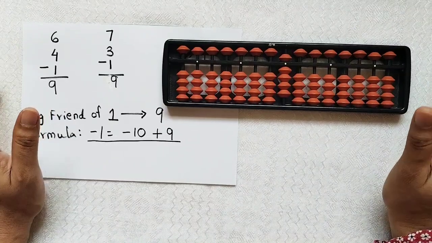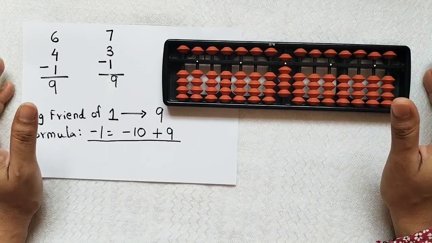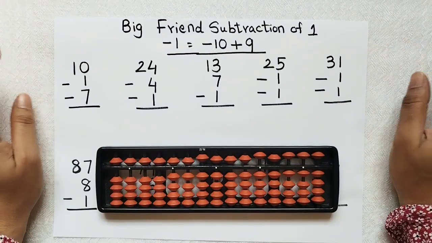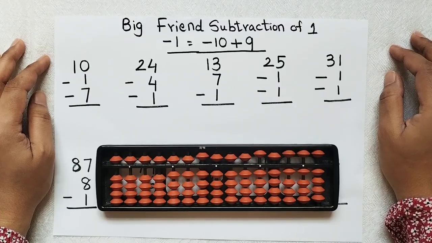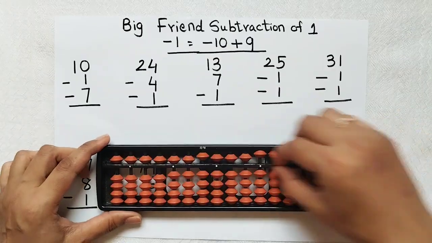Always remember, we only use the formula when direct subtraction or direct addition is not possible. Now, let us practice some more sums based on the big friend subtraction of 1 formula. That is, less 1 is less 10 plus 9.